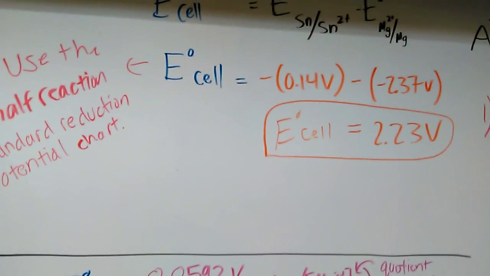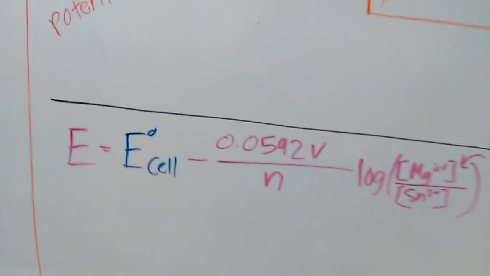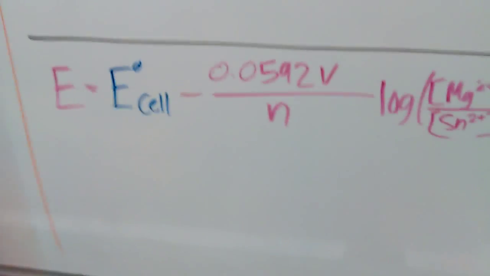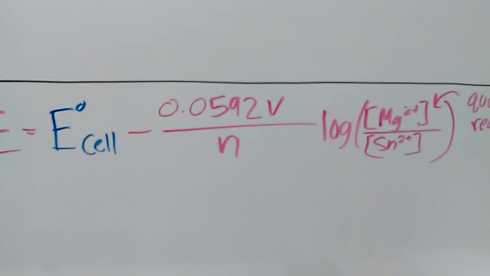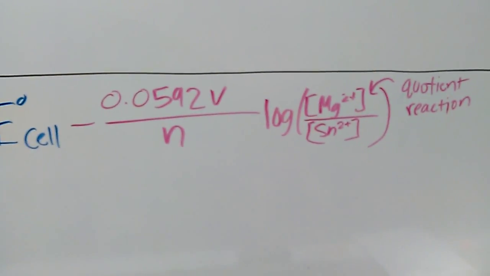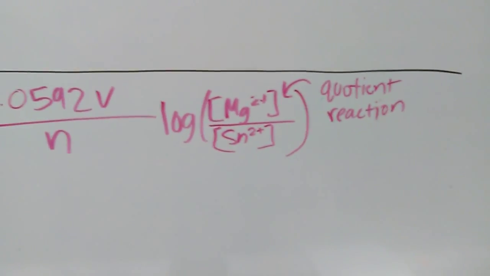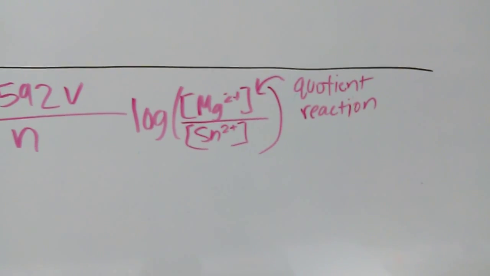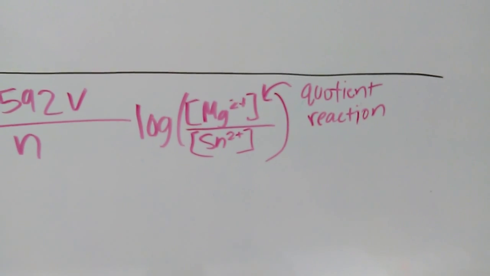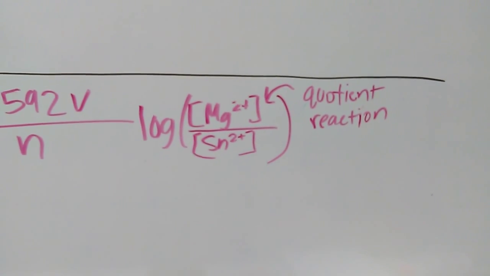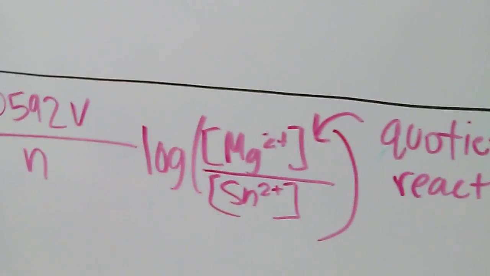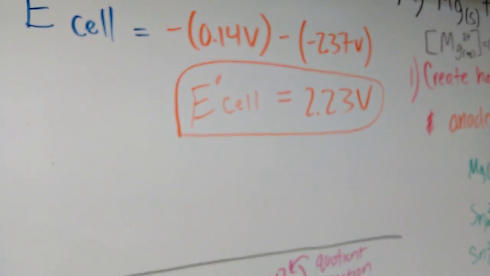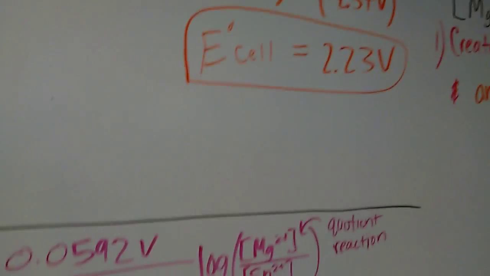In order to find your actual cell, you need your standard cell. That's why you look at your standard cell first. So now we have this equation here, where E actual equals your E standard cell minus 0.0592 volts over n, which is the number of moles, times log of our reaction quotient, which is our Mg2+ over Sn2+. Now you know this by your anodes and cathodes. Your anodes will be on top and your cathodes will be on the bottom. So if we plug this in, remember, our E cell is 2.23 volts.